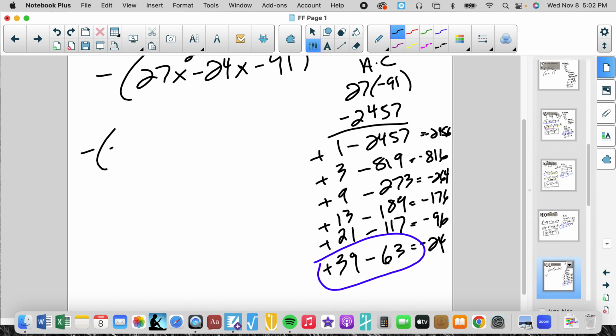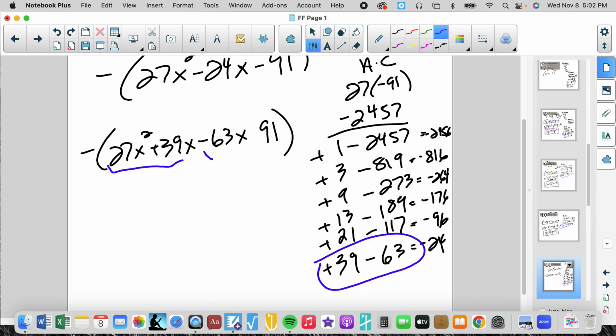So that becomes 27x squared. Instead of negative 24, we're going to write positive 39x minus 63x minus 91. Good. We are going to now factor by grouping. Factor the first two, factor the second two. So we've got that negative outside there. Let's pull out a 3x, and that will give us 9x plus 13.